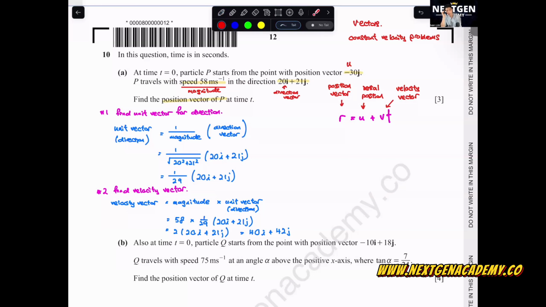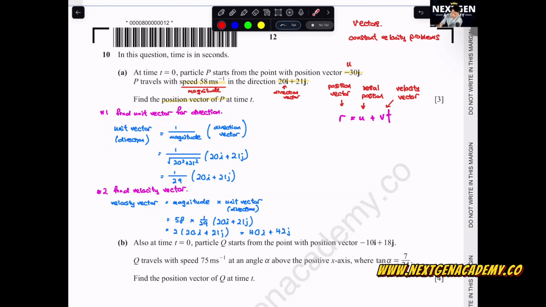Okay, so I need you all to remember, first one is finding the unit vector for direction. Unit vector is always the same formula. This one, I'm just rearranging it. The unit vector originally is velocity vector over magnitude, but now I move it up. That's all. But there are two types of vector. One is the vector for direction. Then here we want to find the vector for velocity.